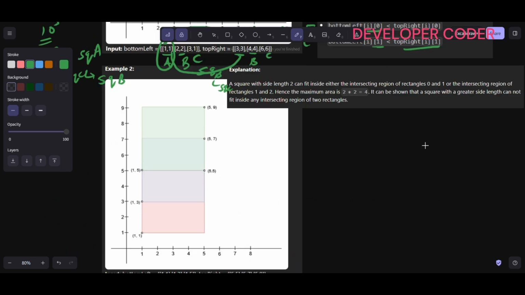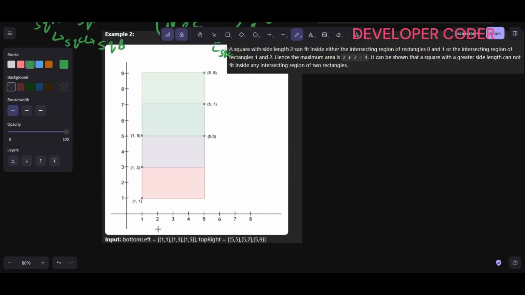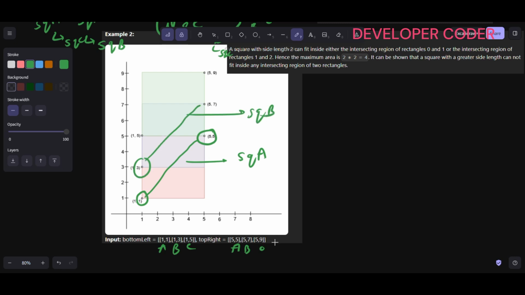Clear? Same way, if you see this example number 2, let's say square A, then square B, then this is square C. So here the red color, 1 1 2 5 5, this one until here, this is square A. Same way, this 1 3 to 5 7, from here to here, this is nothing but your square B. Square C is from 1 comma 5 to 5 comma 9, so this is your square C.